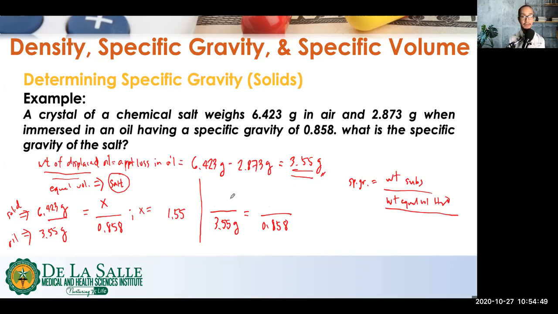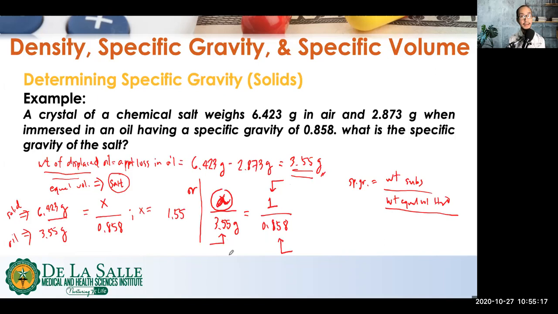Now, for you to determine the weight of an equal volume of water, X, we need to use the specific gravity of water. So this is the specific gravity of water, this is the specific gravity of oil, this is the weight of the displaced oil, and the unknown will be, let's not call it X, let's call it A.